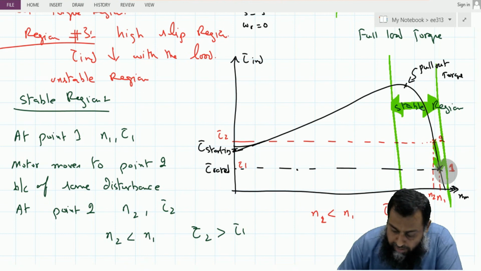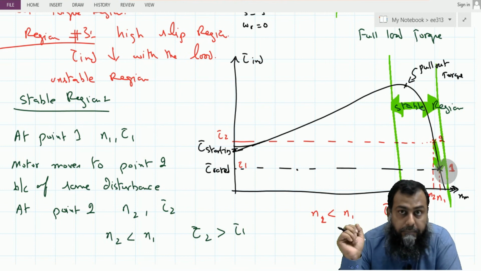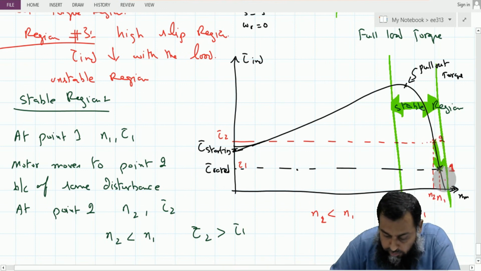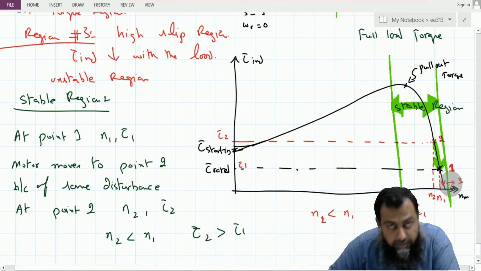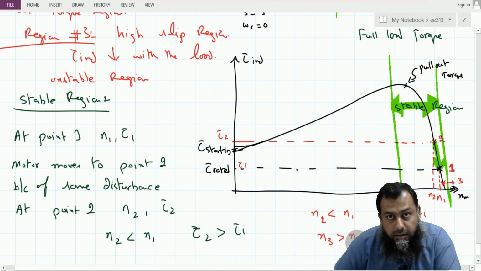So the motor comes back to the original operating point despite the disturbance, and therefore this whole region is called a stable region, right? If the motor, instead of going upwards to this point 2, let us say comes back to this point number 3. Now at this point number 3, we have N3 greater than this N1, right?